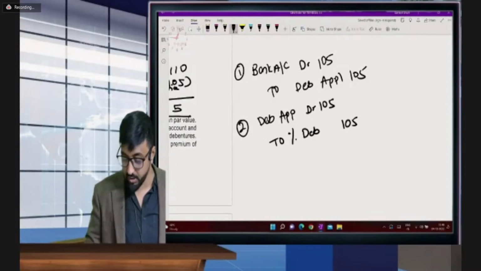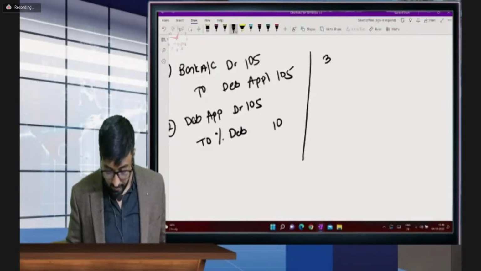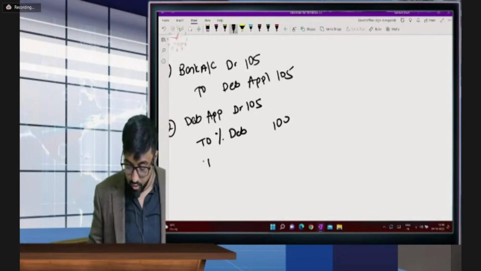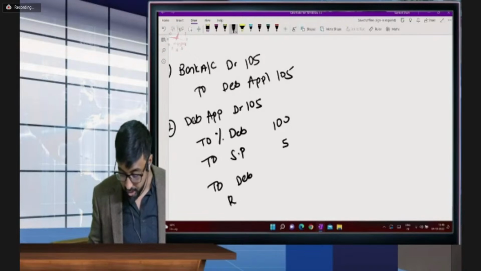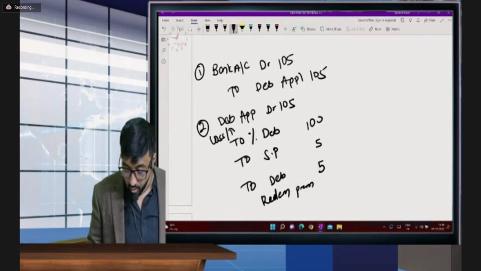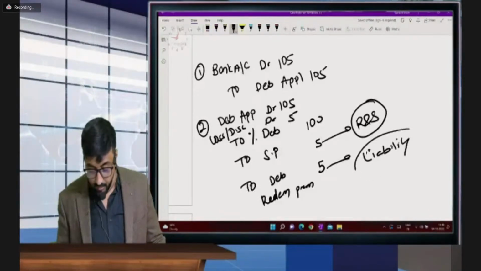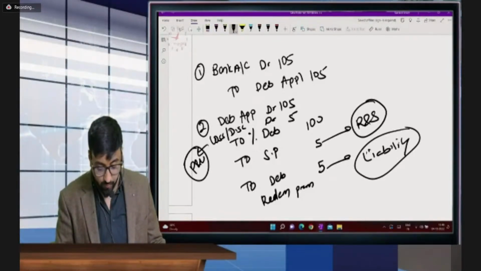To percentage debentures 105. Sorry, 100. Sorry, beta. Security premium 5 and debentures redemption premium 5, and the balancing figure is loss or discount on issue of debentures. This 5 is under the head reserve and surplus. This is under the head liability. And this 105 is debited to profit and loss account.